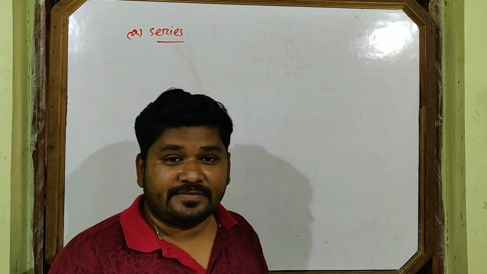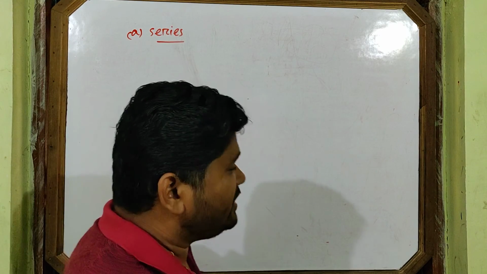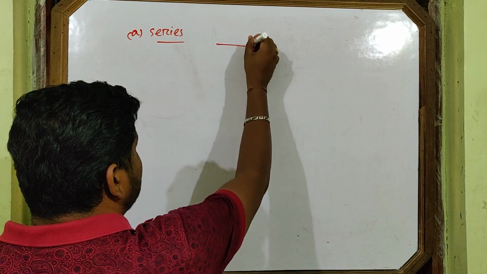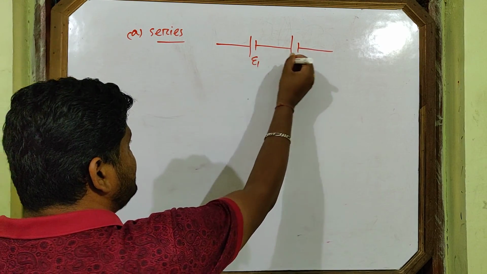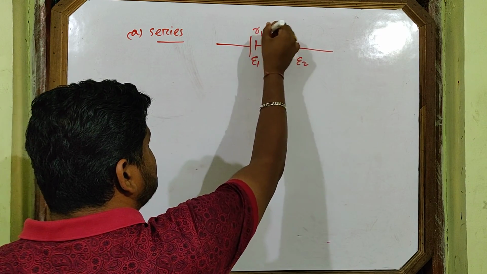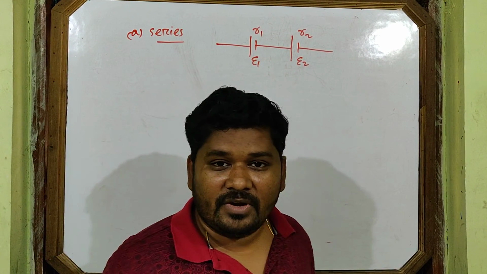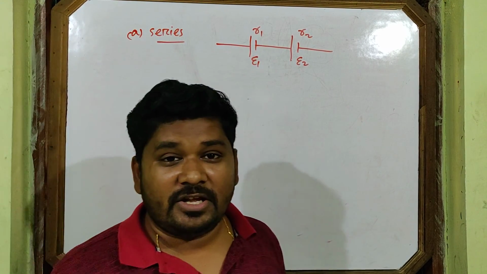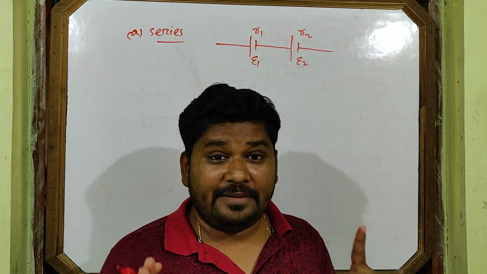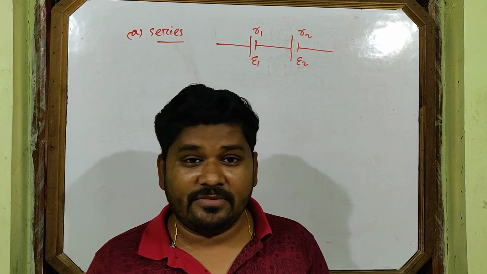Just like resistors, cells can also be connected in series one by one, like this. See, this is one cell, this is another cell. I am connecting 2 cells of EMF E1, E2 and internal resistance r1, r2. They are connected in series. My question is, what is the net EMF, the effective EMF, and what is the net internal resistance? Can you guess the answer?